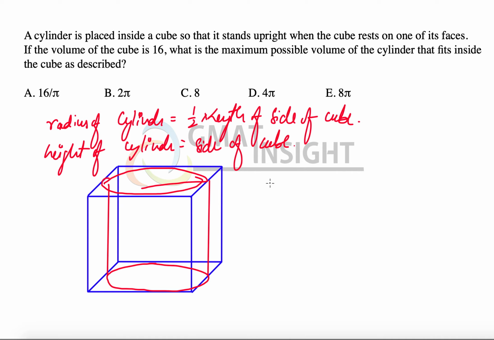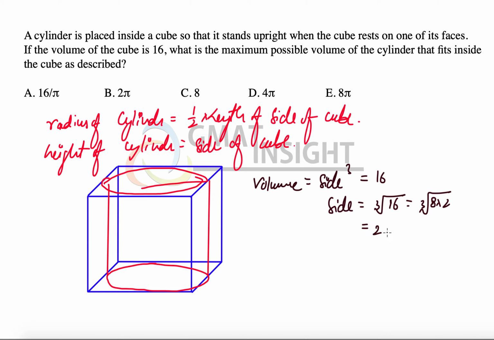If the volume of the cube, now the volume of the cube is given by the property side cube, which is given as 16, which means side becomes equal to cube root of 16, which can be written as cube root of 8 times 2, and the cube root of 8 is 2. That means we can say 2 cube root of 2 is the length of the side, which means the radius of the cylinder should be equal to half of 2 times cube root of 2, which is cube root of 2, and the height we know is equal to the side, which is 2 times cube root of 2.